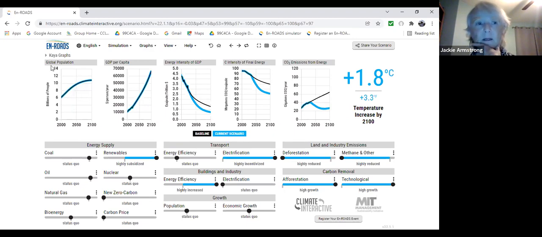The pie graphs mean global population times the GDP per capita, and that's a global number, times the energy intensity of the GDP, times the carbon intensity of the final energy will result in the CO2 emissions from the energy. So these pie graphs are reflecting the changes we've made thus far to our future scenario that we're designing.